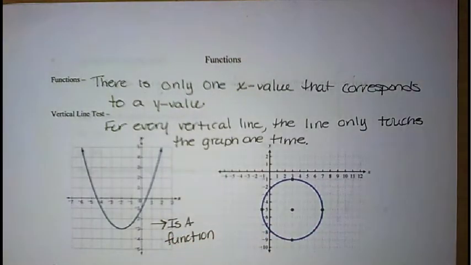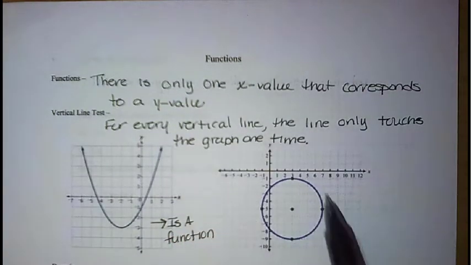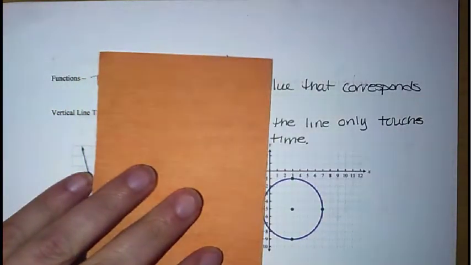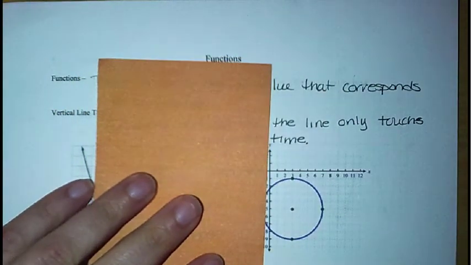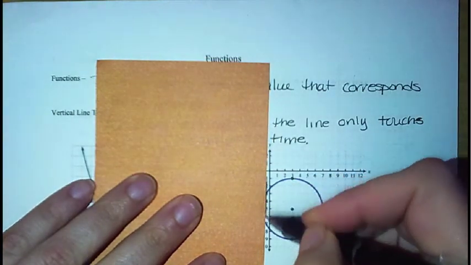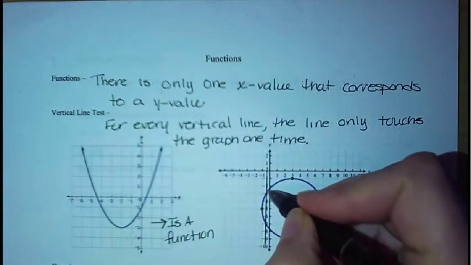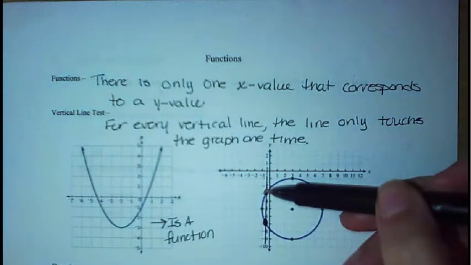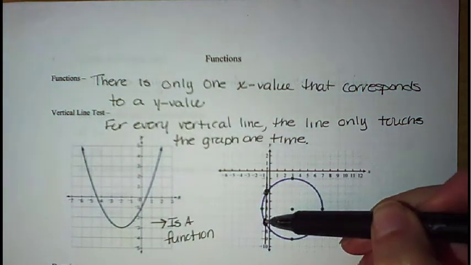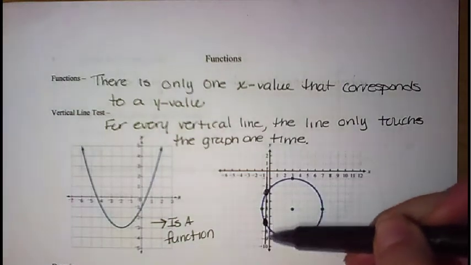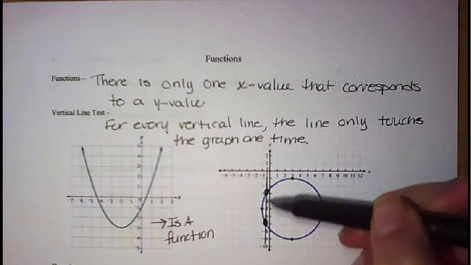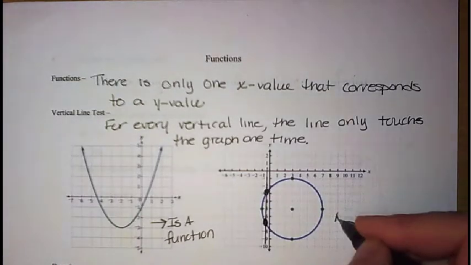But if you'll notice this other graph here, which is a circle, if I take my piece of paper again and I start moving across, you'll notice right off the bat, if I were to draw a line right here on my vertical line, notice that it hits the circle two times. And because it's hitting the circle twice, that means for this one x value where I drew my vertical line, it has two corresponding y values. So this would not be a function.